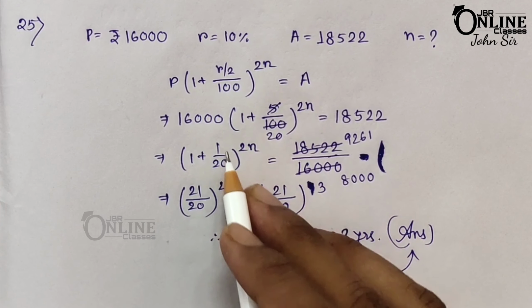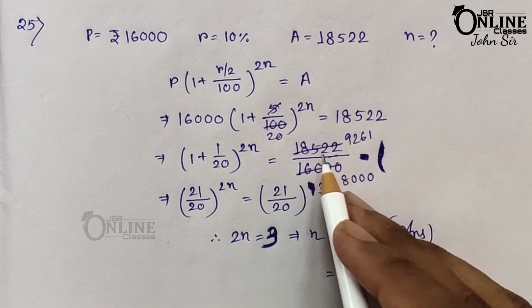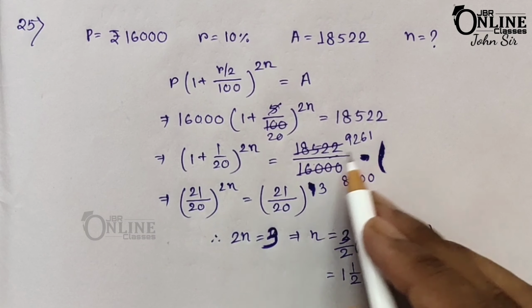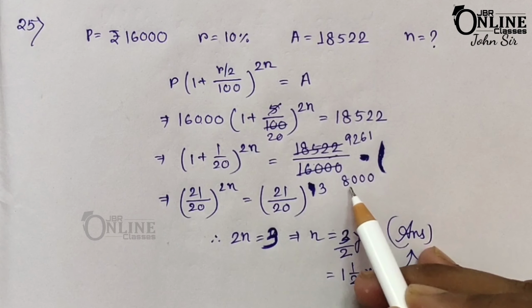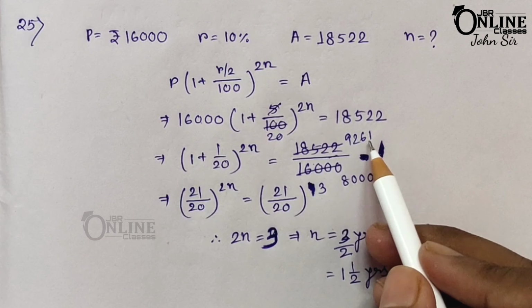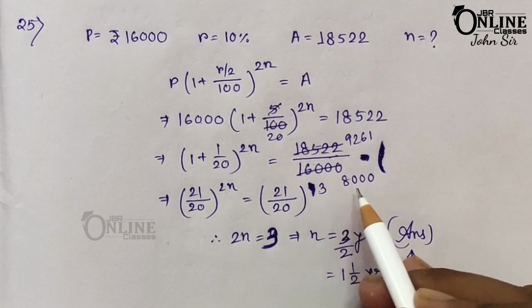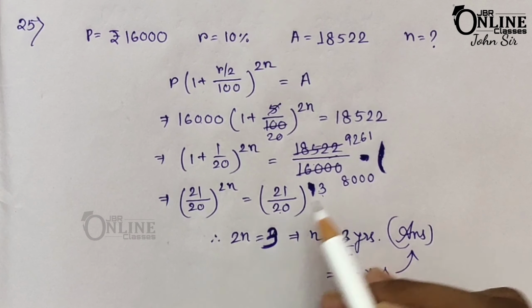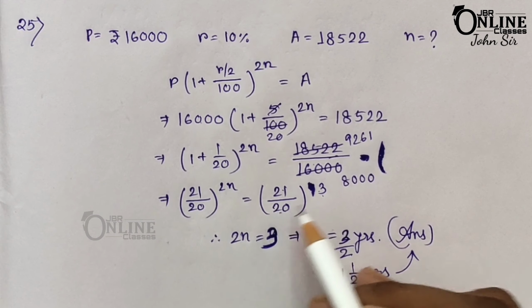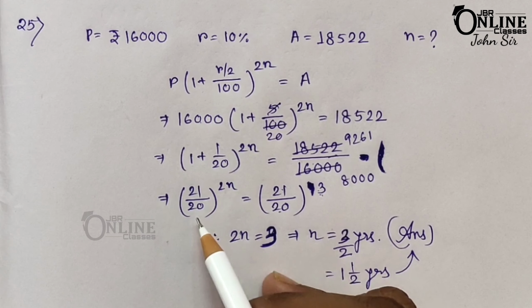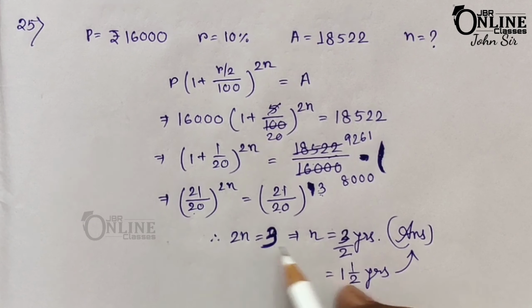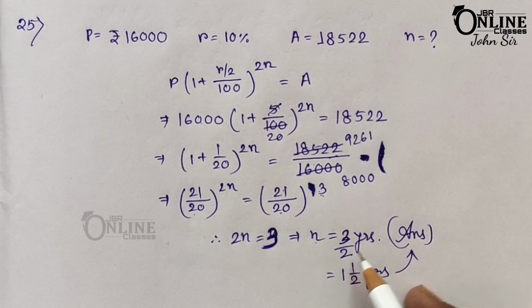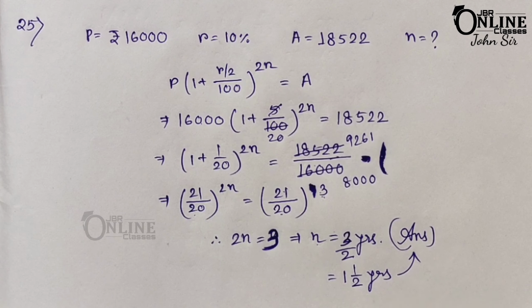So (1 plus 1 by 20) to the power 2n equals this one divided by this one, and after canceling by 2, you will get 9261 by 8000. So 9261 means 21 to the power cube and 8000 means 20 to the power cube. So directly you can write 21 by 20 to the power cube, and here 21 by 20 to the power 2n. By comparing both sides, 2n equal to 3 and n equal to 3 by 2. So that means 1 whole 1 by 2 years is your answer.